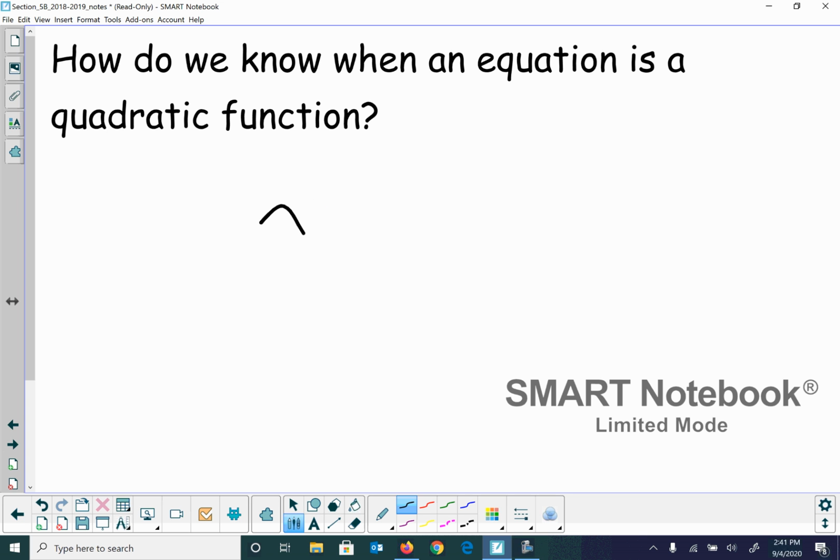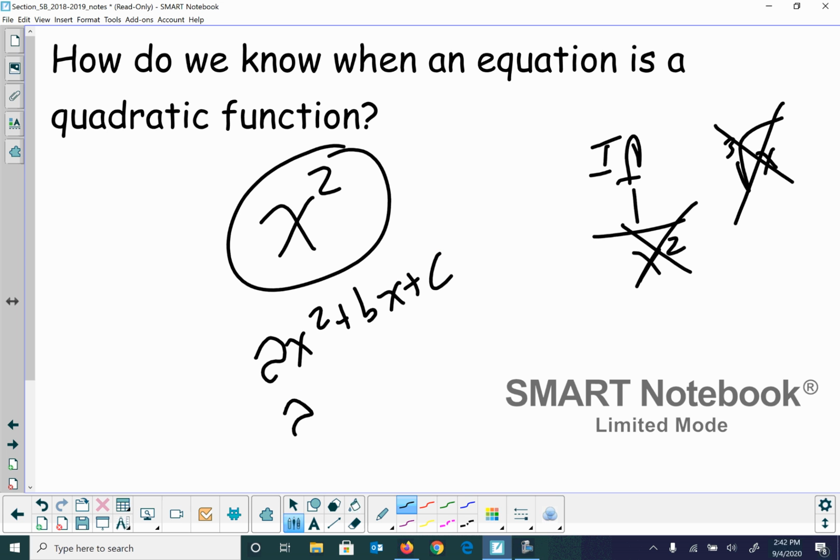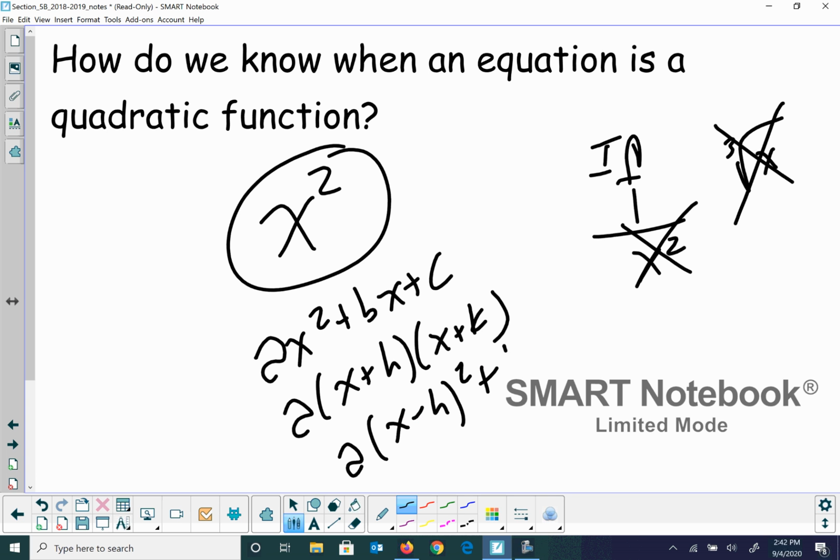Okay, so how do you know you have a quadratic? Well, if you have x squared someplace in the problem. Now, if you have x squared in a denominator or under a radical, those would not make it a quadratic. So quadratics would be something like this, or if it was factored out, or if it was in vertex form. So something like that. Those are all quadratics. Okay, so x squared is what we're looking for.